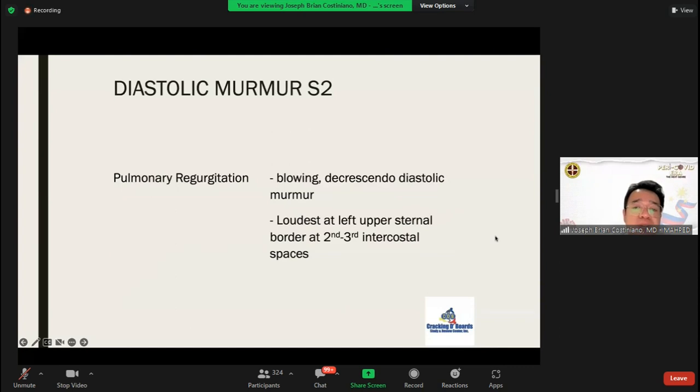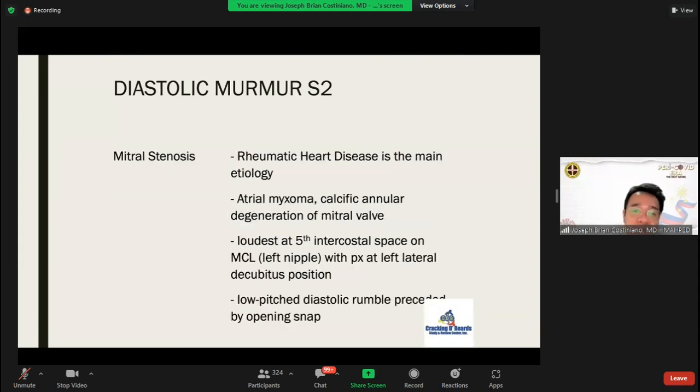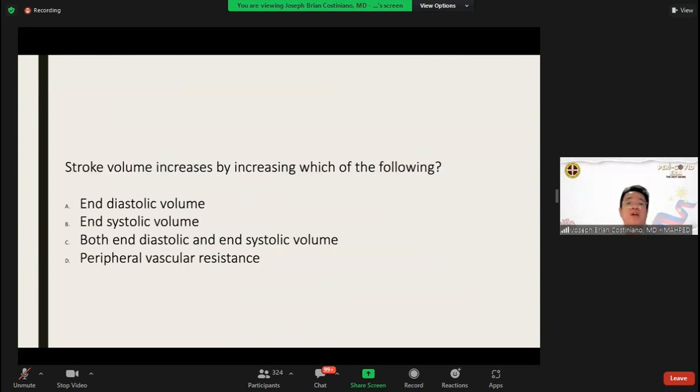Meanwhile, your pulmonary regurgitation is a blowing decrescendo diastolic murmur, and then left upper sternal border naman siya best heard. Okay? Upper yung mga aortic at pulmonic. Meanwhile, mitral tricuspid is in the fourth and fifth. Okay. Tapos na to.